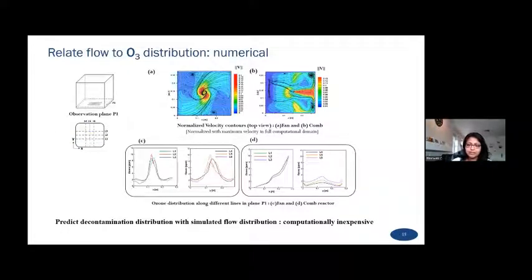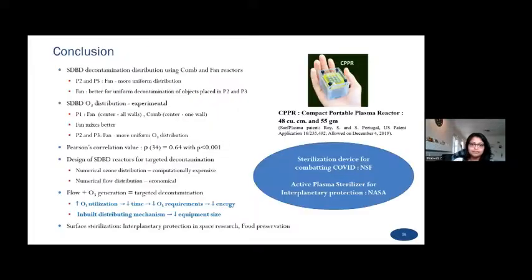So the main point here is we can predict decontamination distribution with simulated flow distribution, which is computationally inexpensive and can be a huge contributor in designing devices which use different configurations of DBD reactors to get targeted decontamination, to make sure we are targeting certain spatial points where the object or surface will be placed for decontamination, depending on the application.